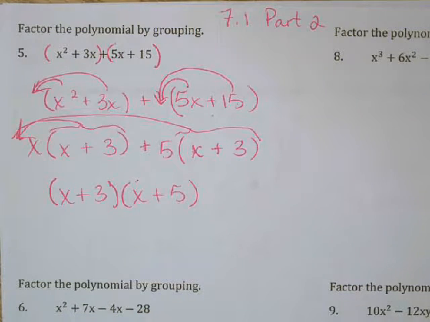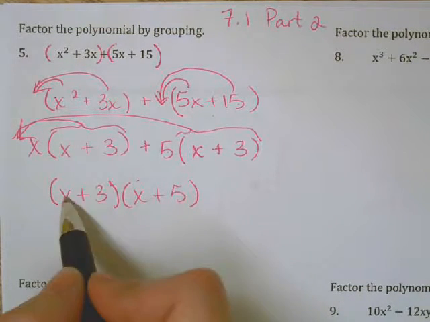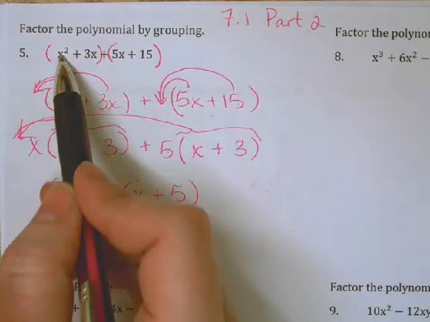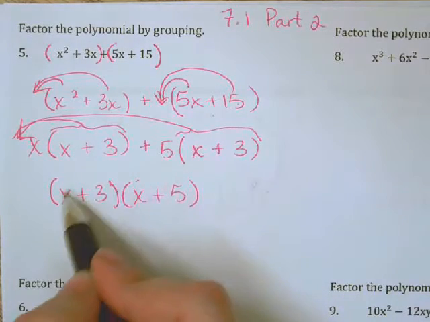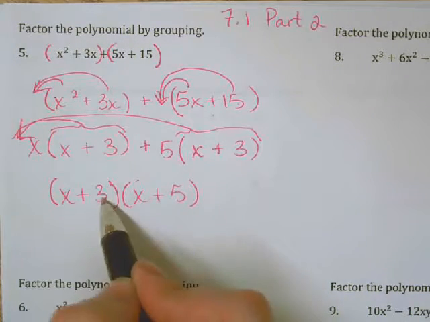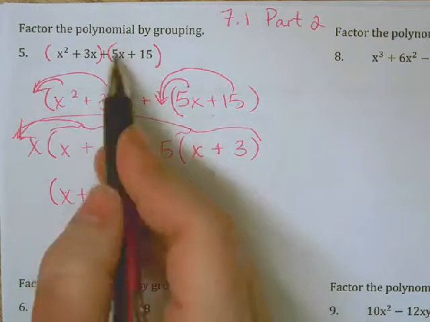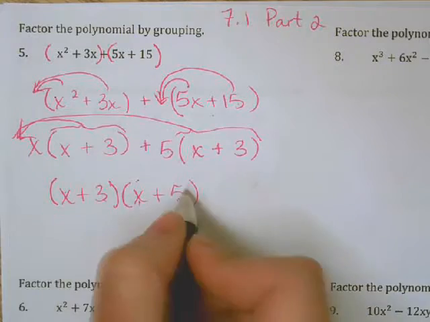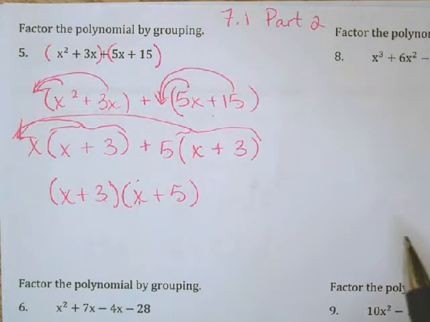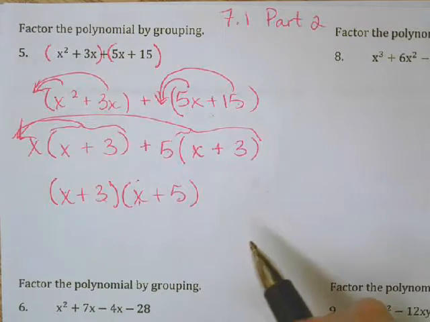So if I were to multiply that out, I would get x squared, that's my x squared, x times 3 is 3x for my term there, x times 5 gives me the 5x, and 3 times 5 gives me the 15. So that is factoring by grouping.